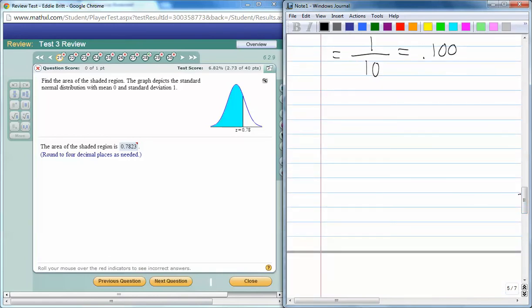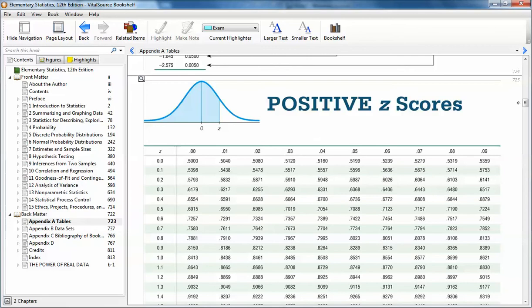All right, so number 21, our z is 0.78. Z-scores are always rounded to 2 places. Now, just because this is 0.78, that doesn't mean that this answer is 0.78. We have to use the table. So 0.78 is positive, so go to a z of 0.7. See, there's 0.7. And then the hundredths digit is up at the top here. So go over till you get to 0.08.